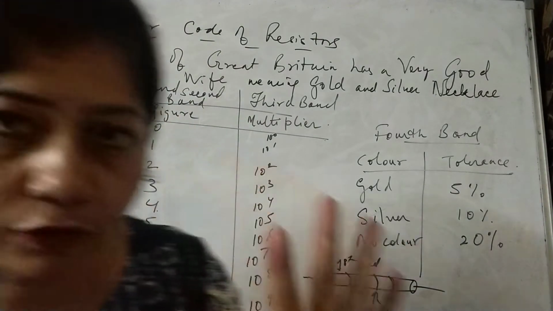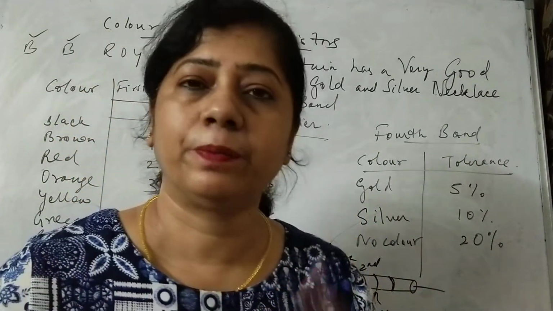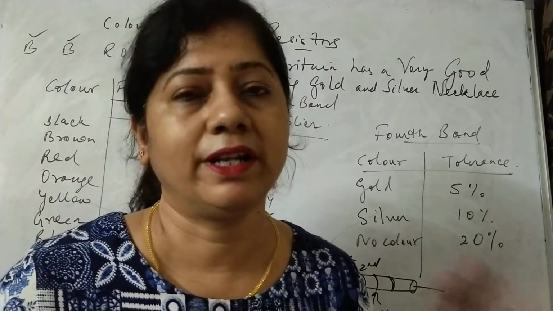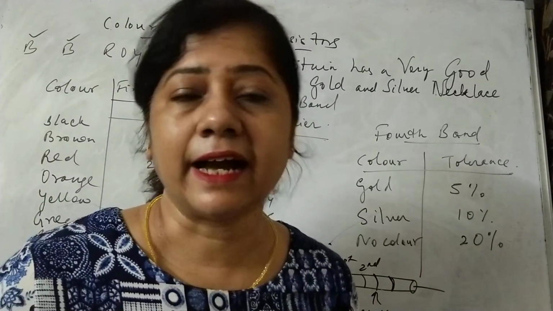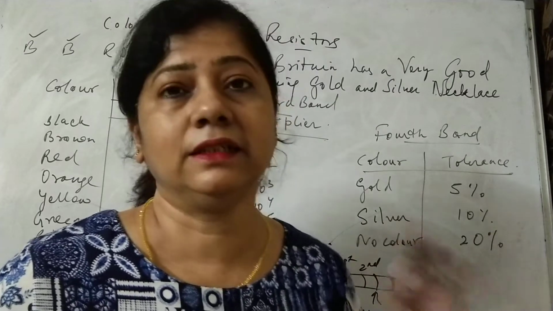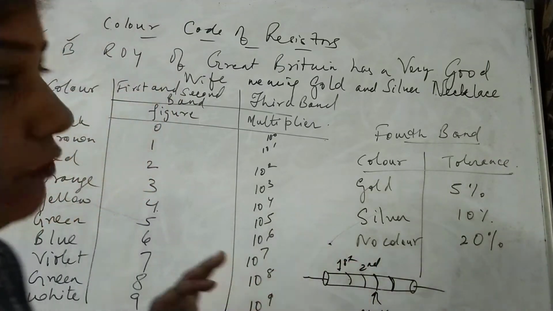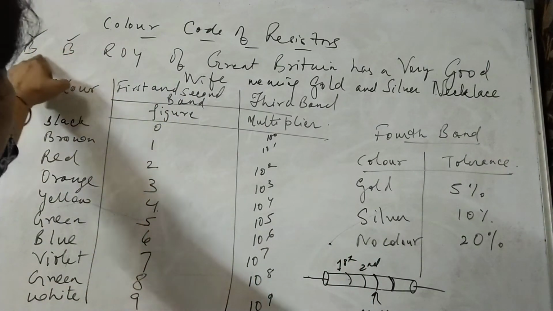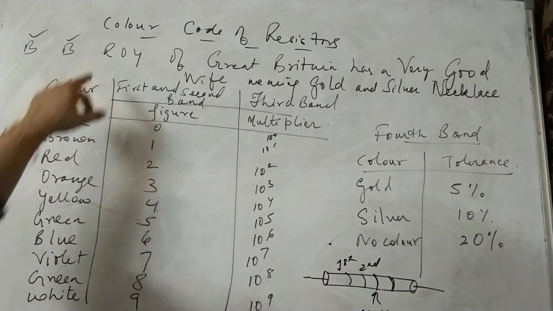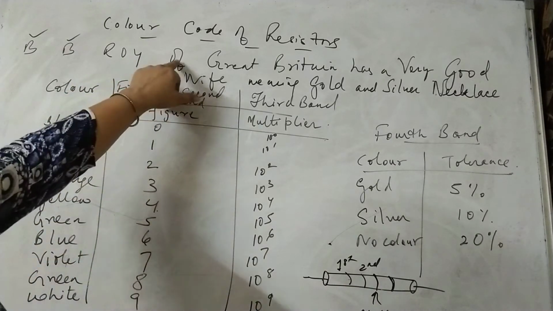So altogether you have four bands. The first two represent the figure, the third one represents the multiplier, and the last one represents the tolerance. Let's see how, seeing the colors on the resistors, we can predict the resistance of that resistor. If you look at B.B. Roy, B is for black, then B is for brown, R is for red, O is for orange, Y is for yellow.